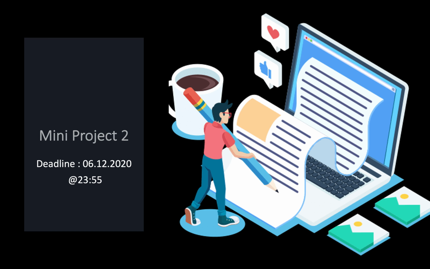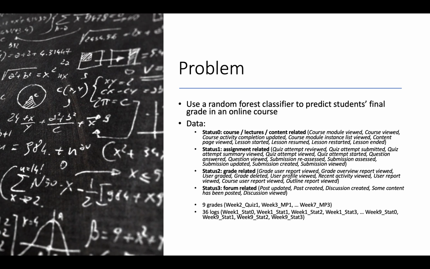Keep in mind that the deadline for the second mini project is 6th of December 2020 at 23:55. The deadline, as usual, is strict and is not going to be extended, so please respect the deadline and submit your projects before that, because no late submission is accepted, and unfortunately I won't be able to grade the mini project for you. This mini project has 20 points out of your overall 100 points in this course. So let's get to the mini project and see what it is about.